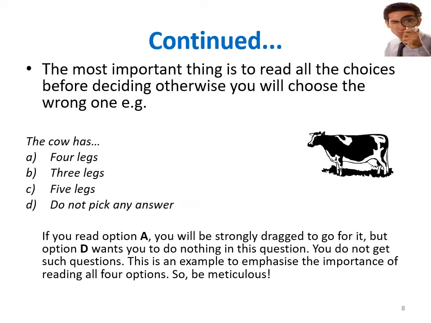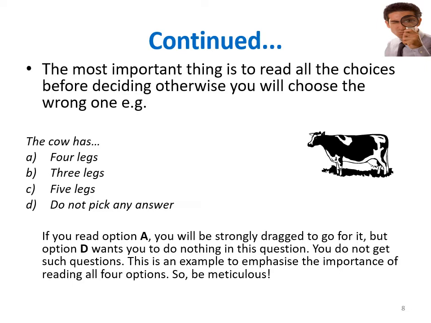Okay, one more thing. The most important thing is to read all the choices before deciding, otherwise you will choose the wrong one. Now, this is obviously never going to come in your IELTS exam, but I'm just trying to emphasize the importance of reading four options. Sometimes the first option or the second option looks very attractive and seems perfectly correct, but even then reading the four options will help you avoid mistakes.